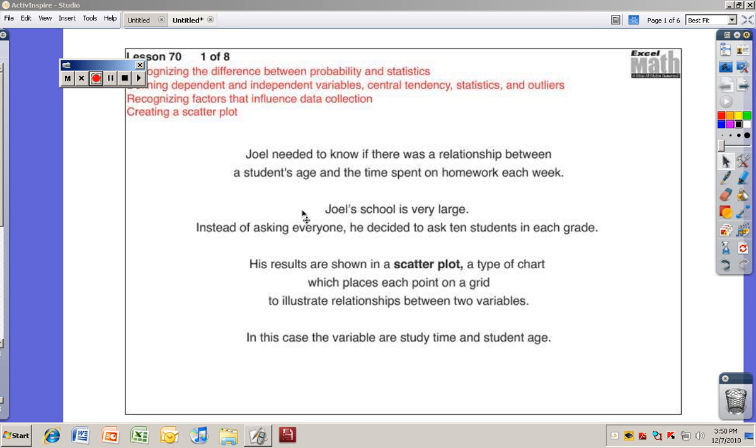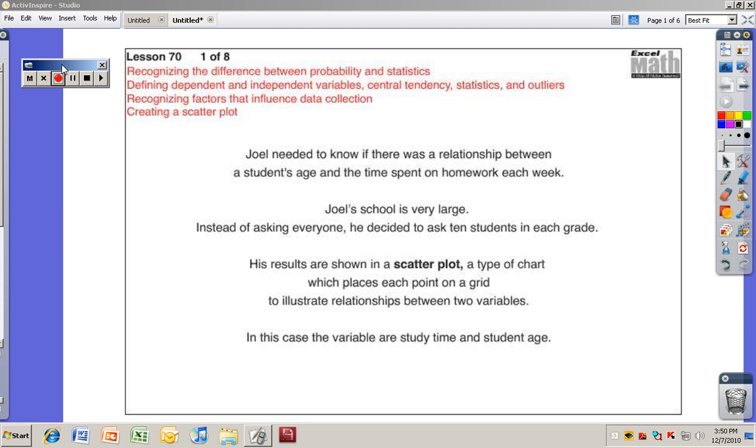All right, this is 6th grade Excel lesson 70. This is a pretty tricky one, some new ideas on statistics today. What we're going to be learning is recognizing the difference between probability and statistics, defining dependent and independent variables, central tendency, statistics, and outliers, recognizing factors that influence data collection, and creating a scatter plot.